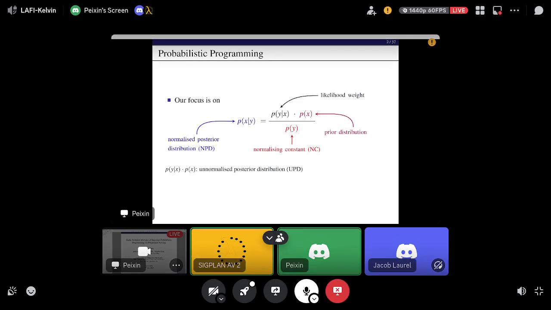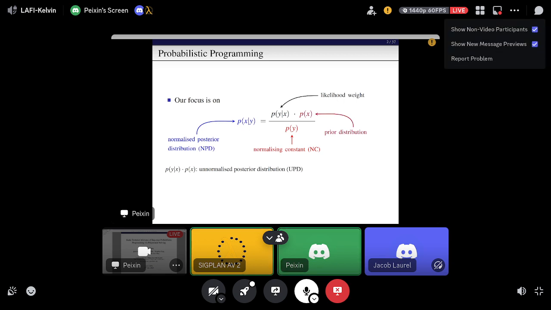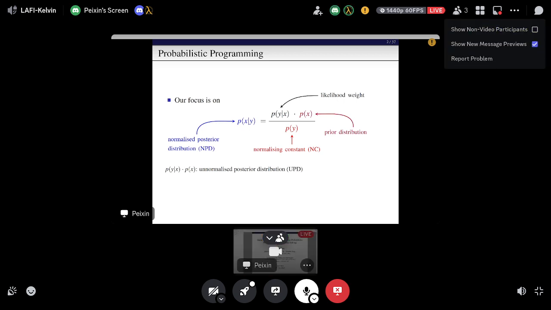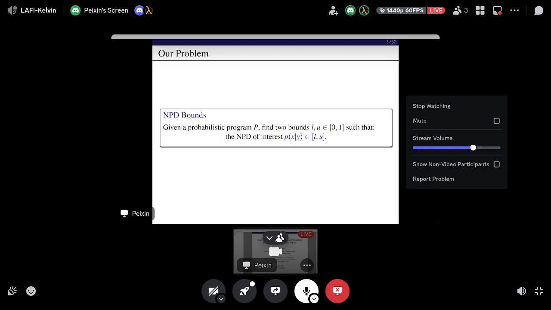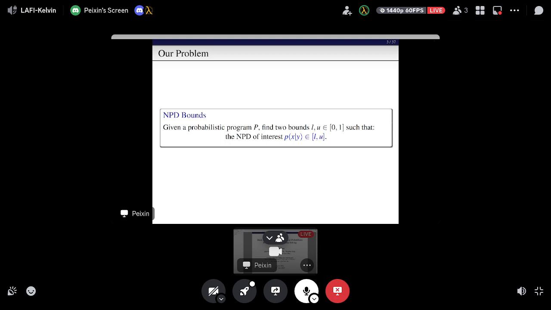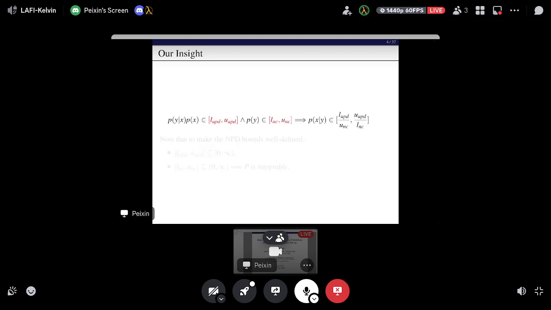In probabilistic programming, we focus on the normalized posterior distribution, which consists of two components, the unnormalized one and the normalizing constant. The latter is usually difficult. In our work, we aim to formally derive the lower and upper bound on NPD.